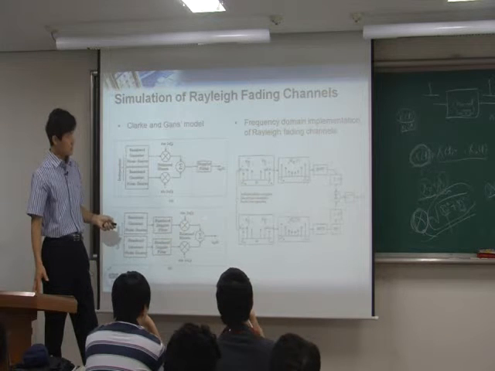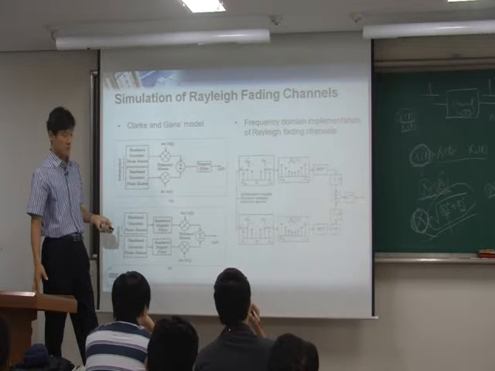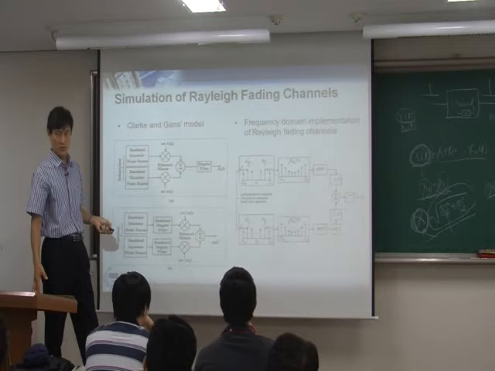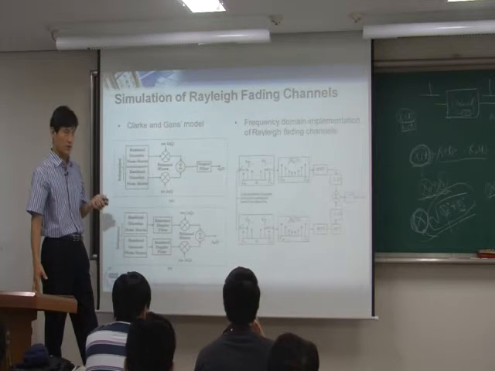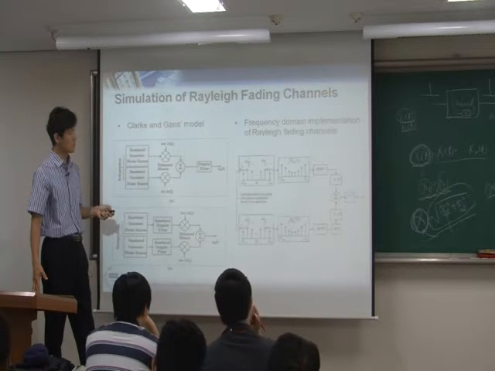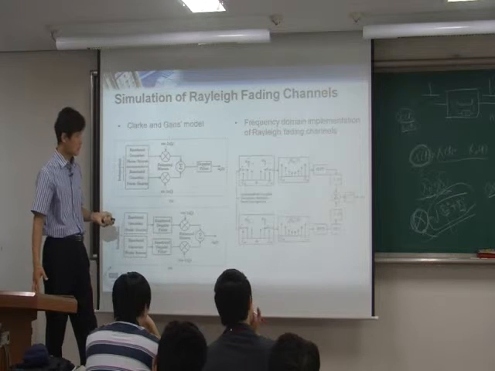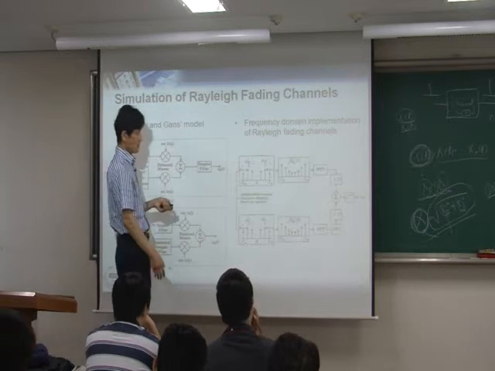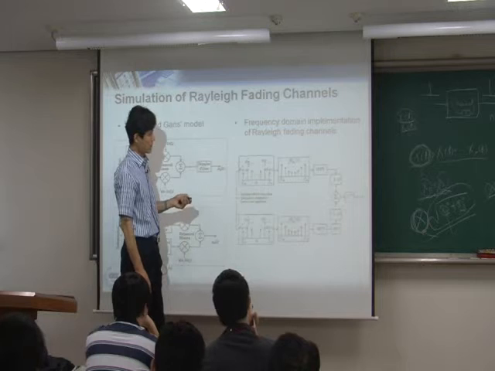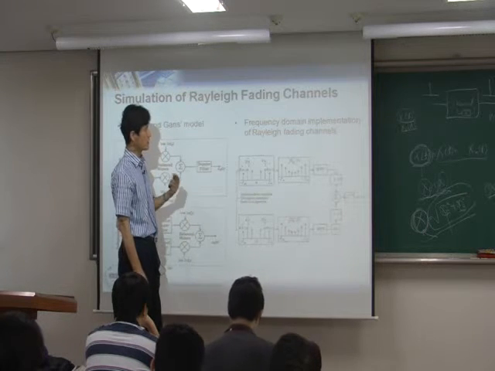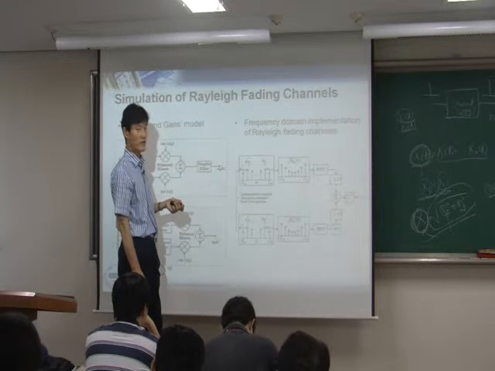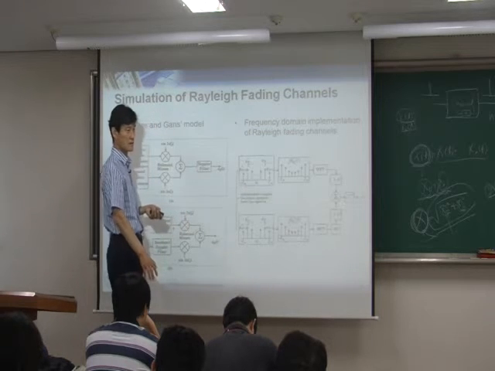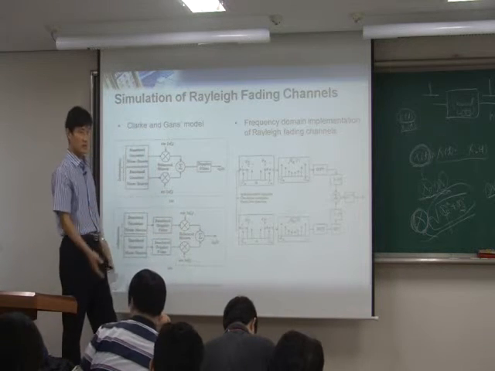I captured this picture from one of the textbooks. You can look at the wireless communication book and you will see this picture. So this is how you can create a Rayleigh fading channel. Looks pretty simple, right?